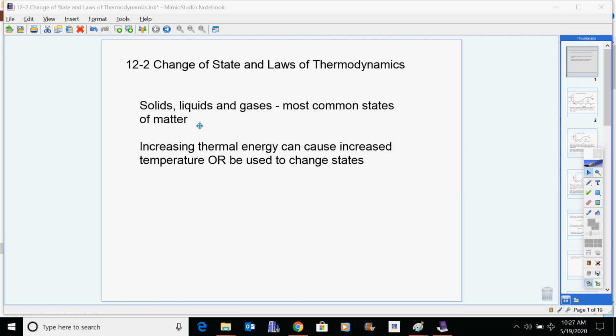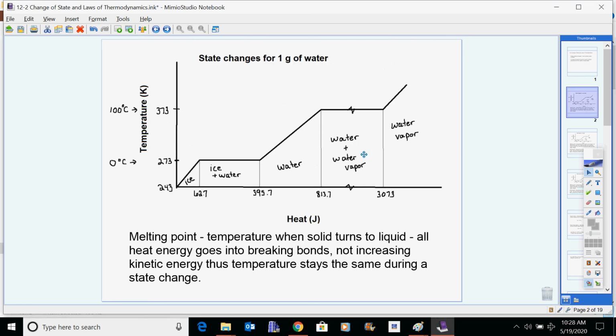When energy increases, there are two things that can happen. You've got a material and it is gaining thermal energy. One of two things can happen. It's either going to get warmer, in other words, an increased temperature, or that energy is going to be used to change states. So the energy as it is absorbed can be used to change it from a solid to a liquid to a gas, or if the energy is being removed, it can go the other direction.